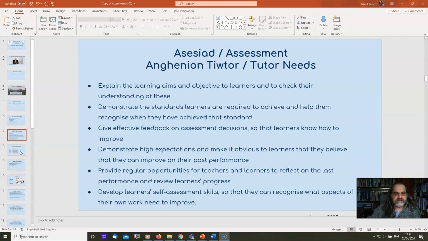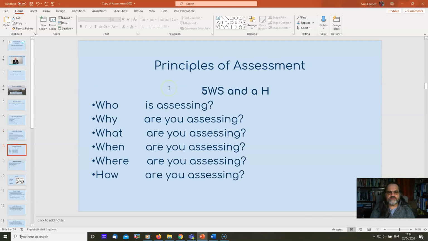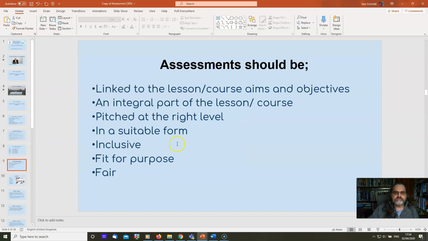Well, I hope that makes sense. So there are some principles to consider, 5 W's and an H, as my colleague likes to use. So you think about who is assessing, why are you assessing, what are you assessing, when are you assessing, where are you assessing, and how are you assessing? Interesting questions just to keep in your head there for a while.